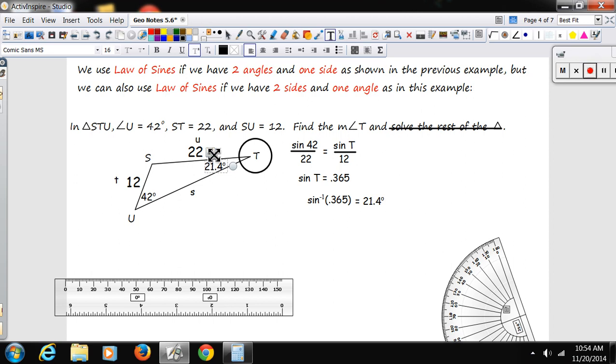All right, we could find S if we needed to. Then we could subtract these two from 180 to get big S, and then we could also find little s. But we're going to move to the last slide here for today.